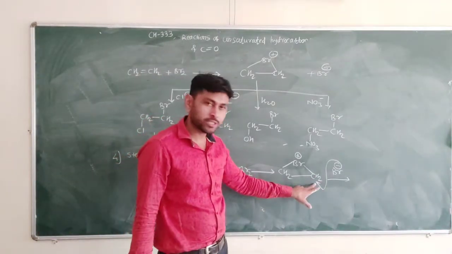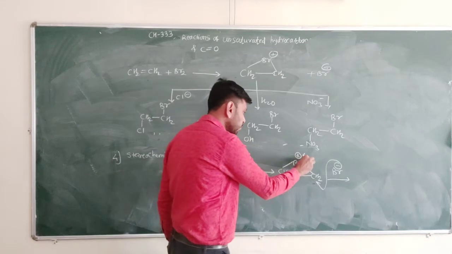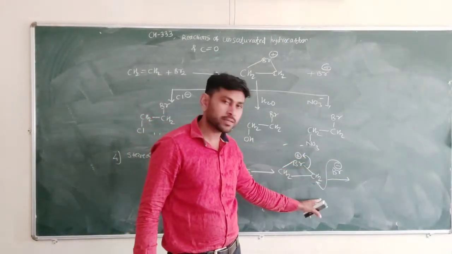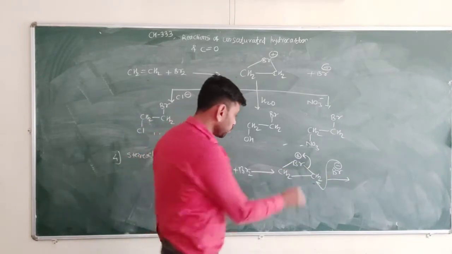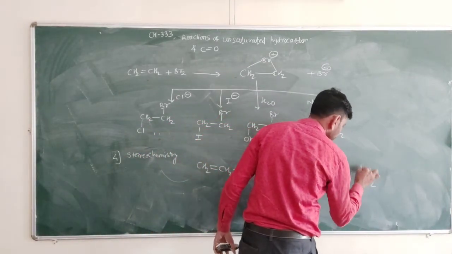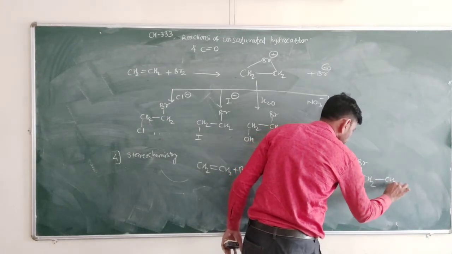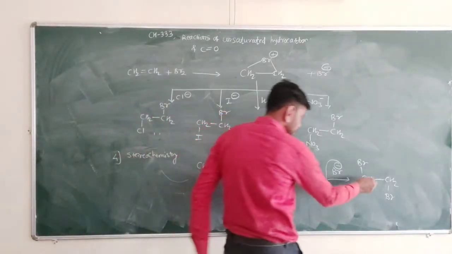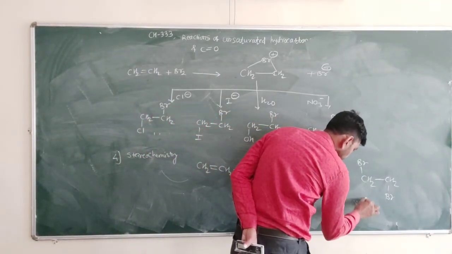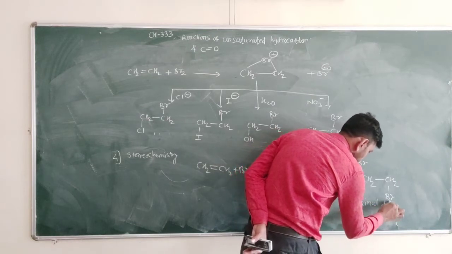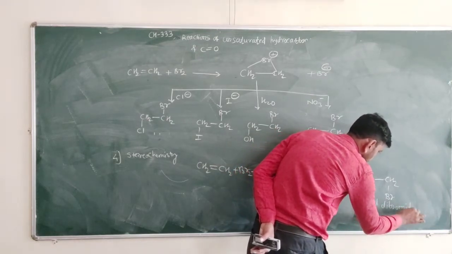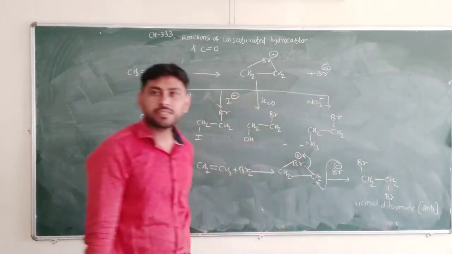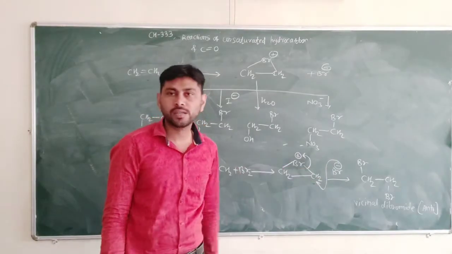When it attacks from the opposite side, the ring opening takes place in this way. So one Br is on one side and the added Br is on the opposite side. So we get the addition of these two Br across the double bond in opposite directions. So this is a vicinal dibromide, but the addition is anti-addition, and this is the stereochemistry.